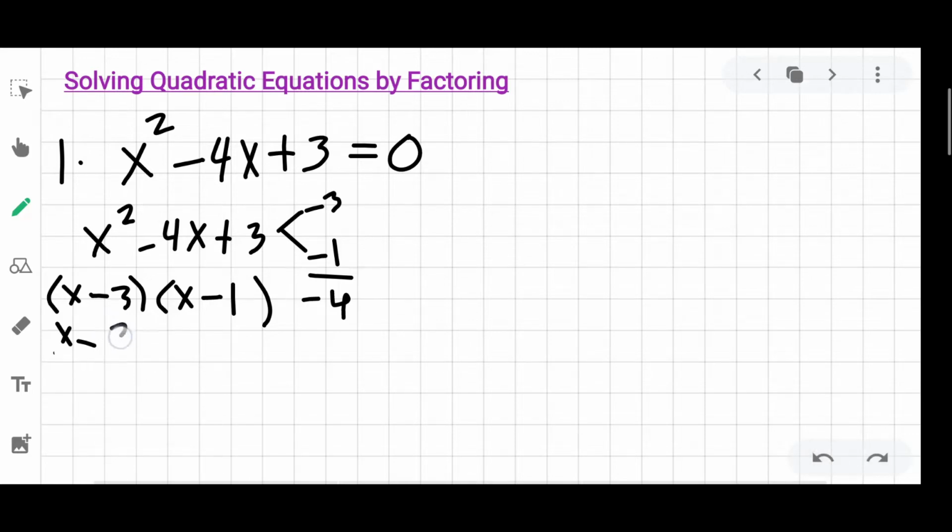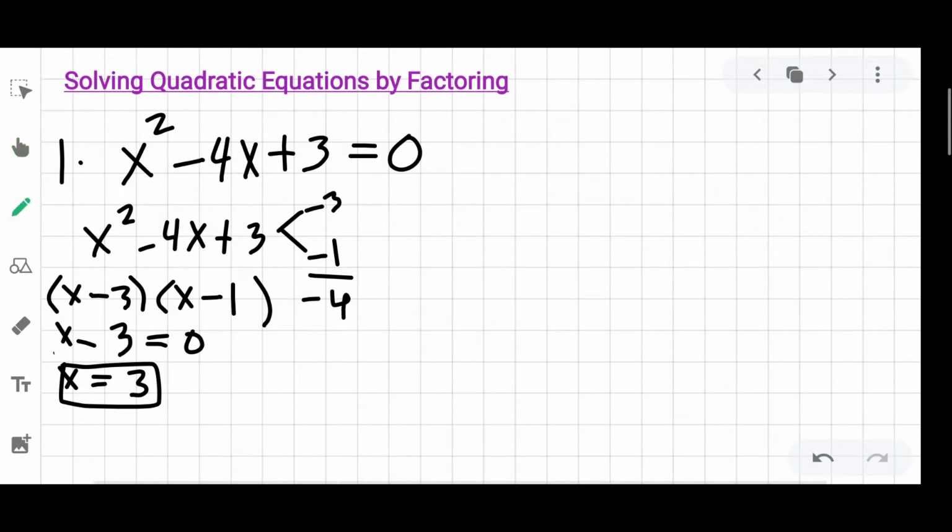So, x minus 3 equals 0. Mag-add tayo ng 3 sa both sides equals 0. So, para makuha natin ang value ni x, kailangan nating ilipat si negative 3 sa kabila. Kaya x equals positive 3. And this is our first solution. Nilipat ko lang yung negative 3, kaya nagiging positive.